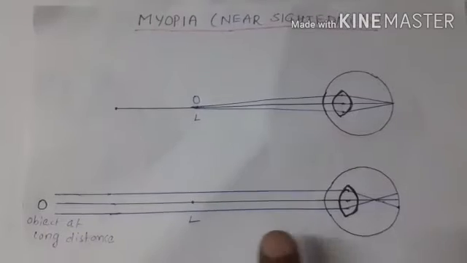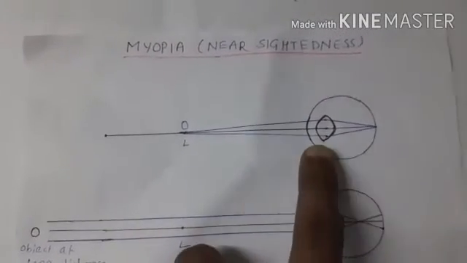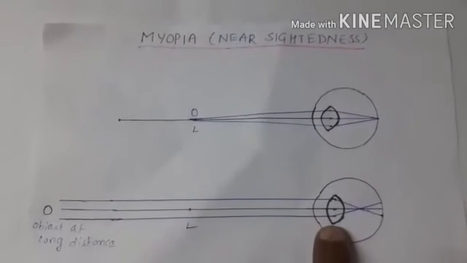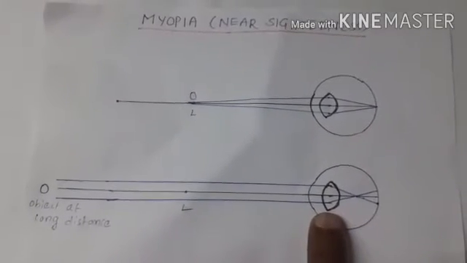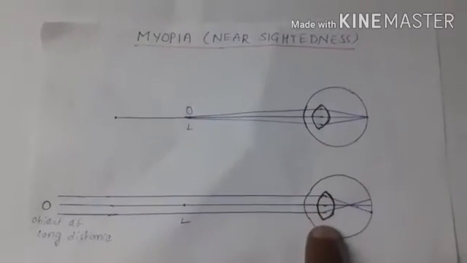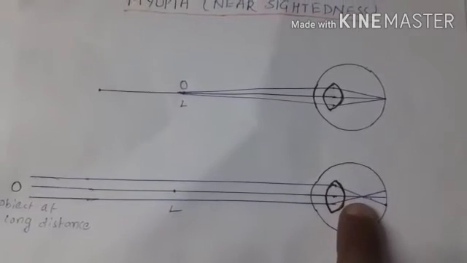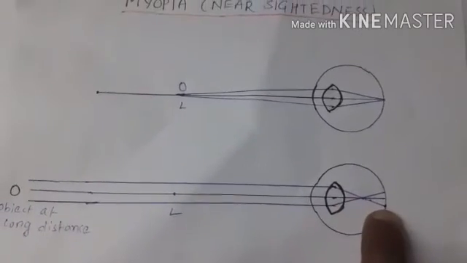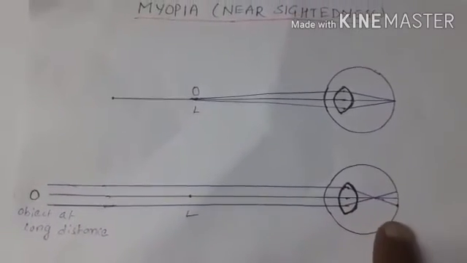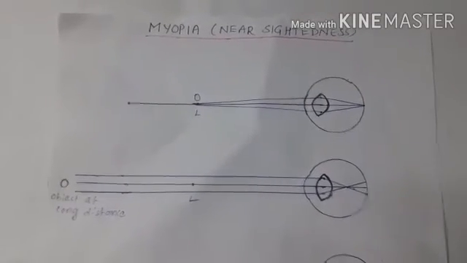To form a correct image, the eye lens should change its focal length from 2.27 to 2.5 centimeters. But it is a defective eye. It can't change its focal length from 2.27 to 2.5 centimeters. So it tries to form an image here. It can't form an image at the retina. So it is blurred. This defect is called myopia.